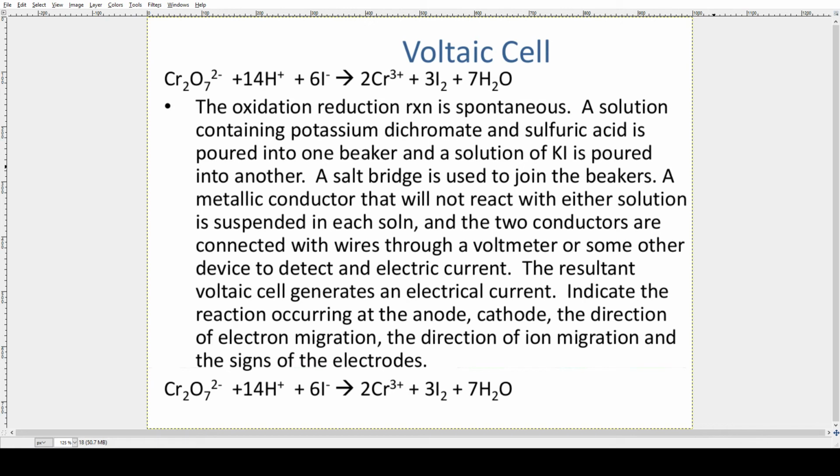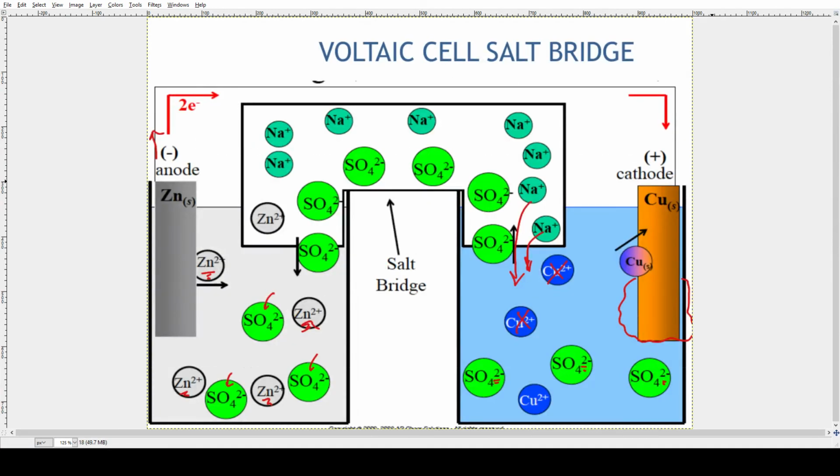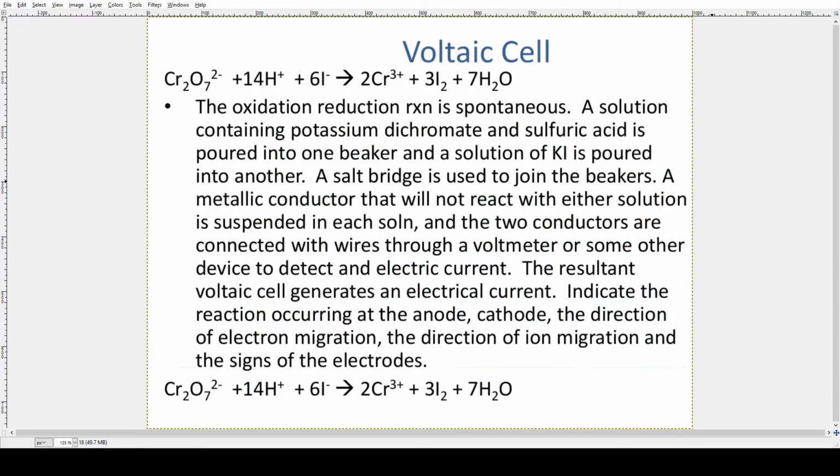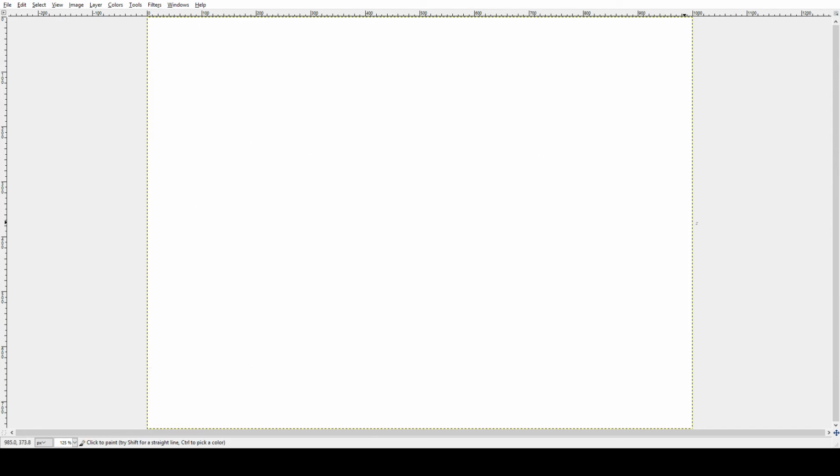Indicate the reaction occurring at the anode, cathode, the direction of electron migration, the direction of ion migration, and the signs of the electrodes. So this could be an FRQ. This could show up on your FRQ. So if you are adventurous, go ahead and try this without me. You're going to try to draw one of these and label everything that it asks for. In order to label this, you need to know the two different half reactions. So on this next slide, I'm going to go ahead and do this problem. So go ahead and keep that slide in front of you while I'm doing this.